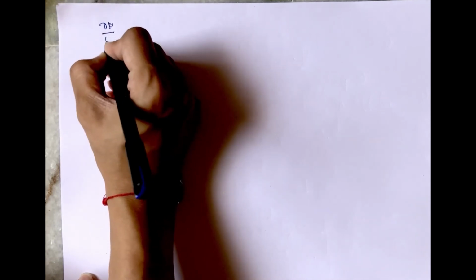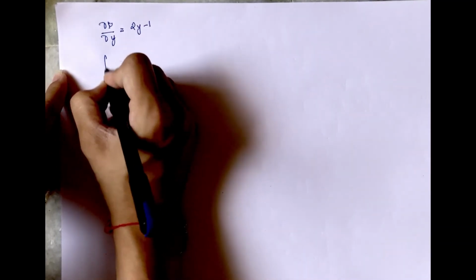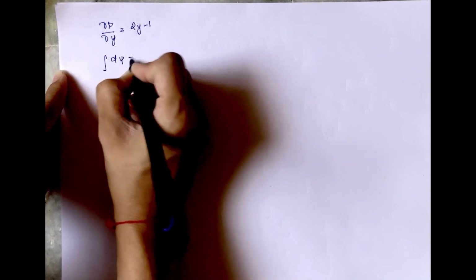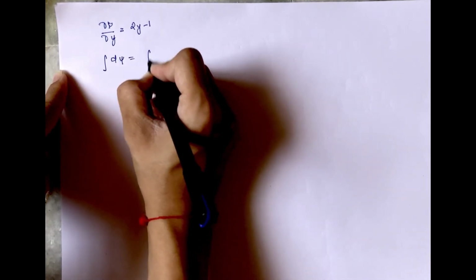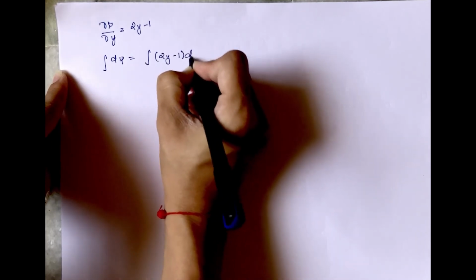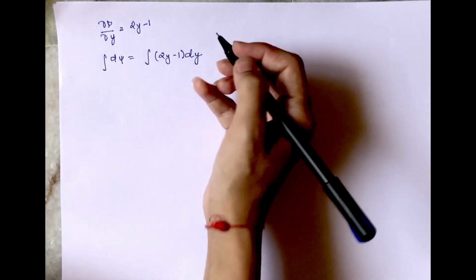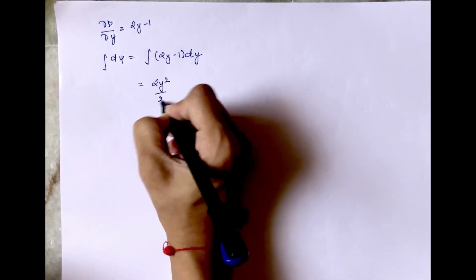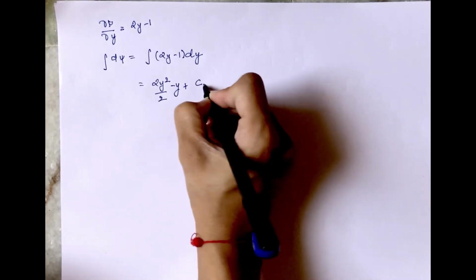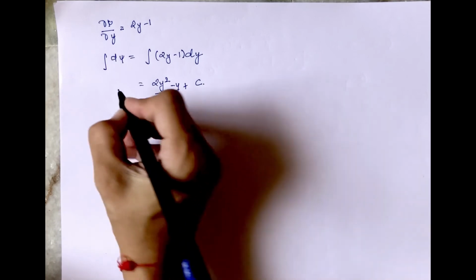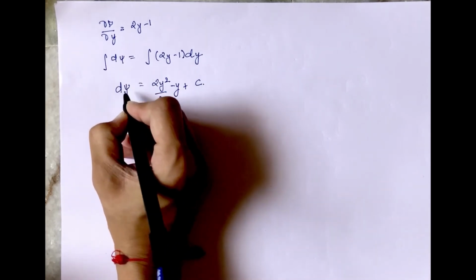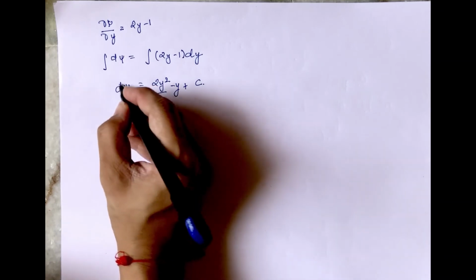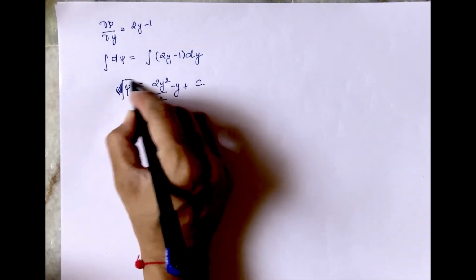del psi by del y is equal to 2y minus 1. So integrating this, we get psi is equal to the integration of 2y minus 1 with respect to y. Okay, so that will be 2y square by 2 minus y plus a constant of integration c. That will give us the value of psi. This is the equation which we will get.